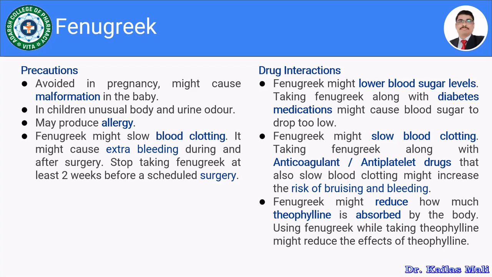Then fenugreek might reduce how much theophylline is absorbed. There is one more drug interaction related to fenugreek and theophylline. Theophylline is used in asthma, to manage asthmatic attacks. So fenugreek might reduce how much theophylline is absorbed by the body. When we combine fenugreek and theophylline, there might be chances of reduction in the effect of theophylline. So this is a drug interaction related with absorption. Fenugreek reduces the absorption of theophylline, the effects of theophylline are going to be reduced, and there might be chances of an asthmatic attack. So this is the third drug interaction related with fenugreek.